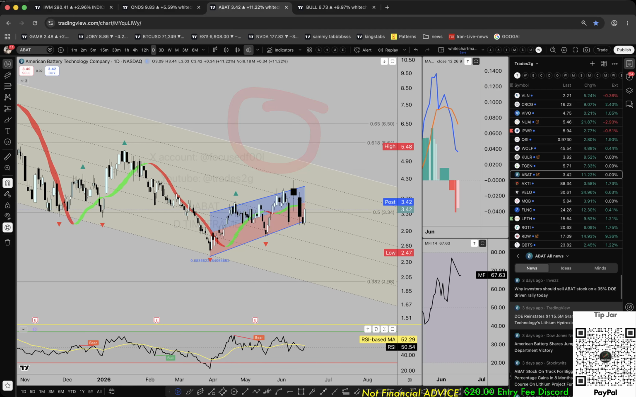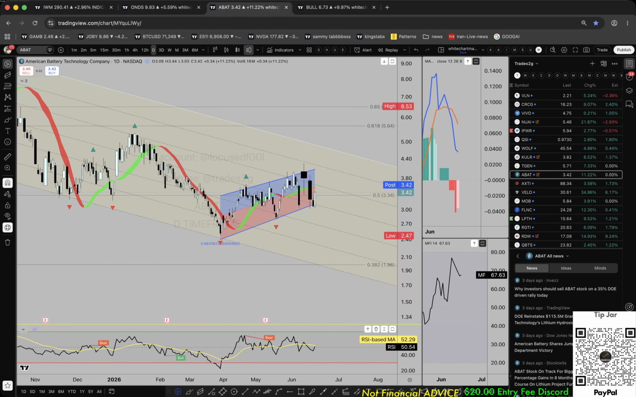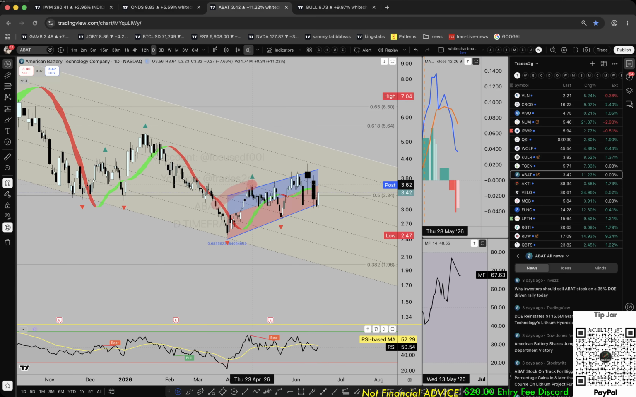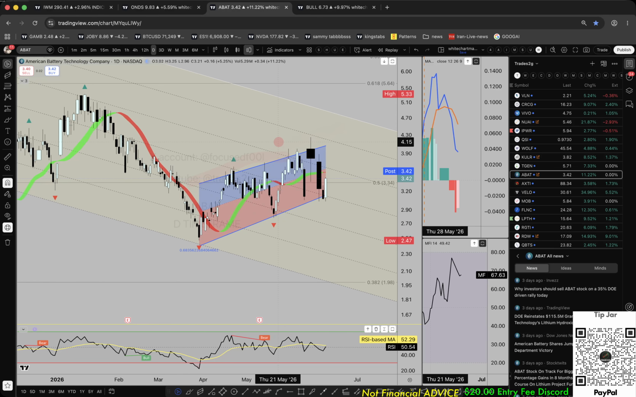They got reinstated the grant at 115 million. They just gave it back. You know how rare it is to get reinstated of 115 million? Anyway, in terms of price action, look at this higher high and higher low. What does that mean? Look at this nice bullish channel.